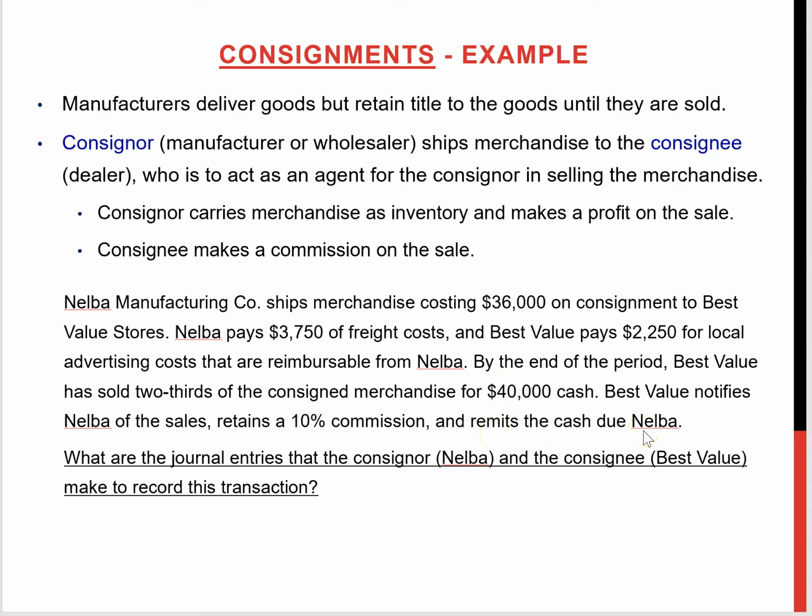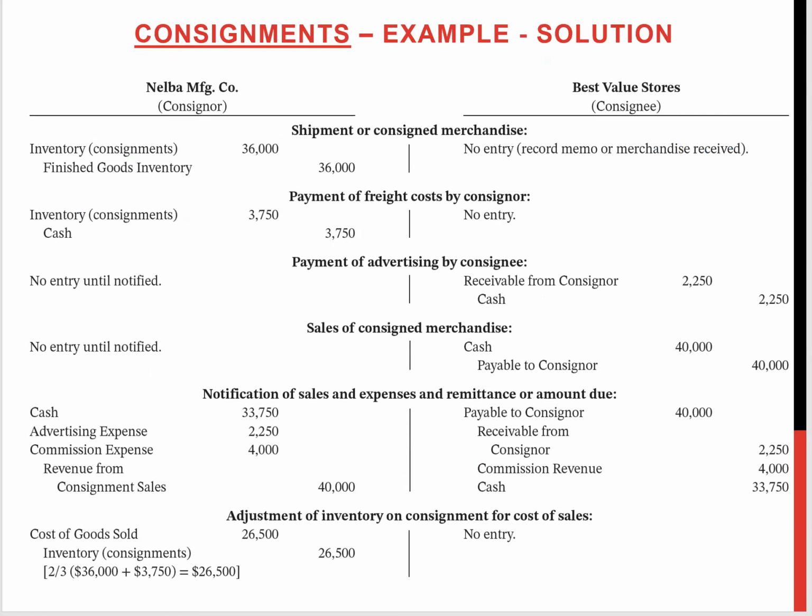And then when they sold the products to the customer, they received the cash. They will transfer the cash to the consignor, Nelba, and we will adjust some other items such as advertising cost and freight cost here. So now let's see the journal entries for both parties. Let's see the consignor, who is still retaining the title of the goods, and what the consignor will do.